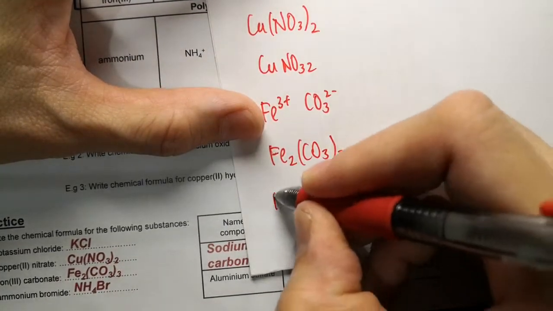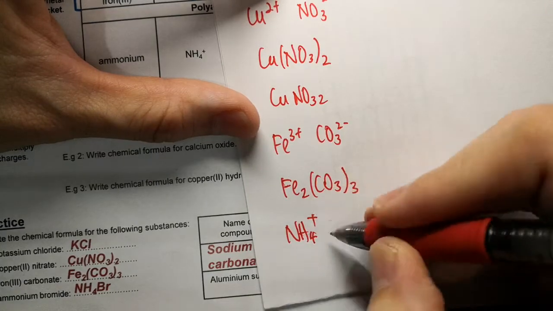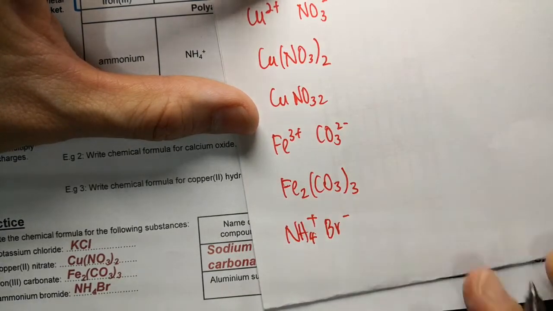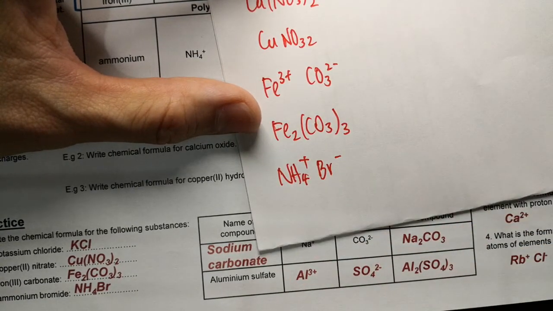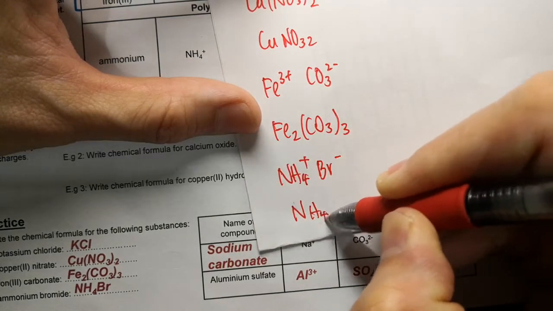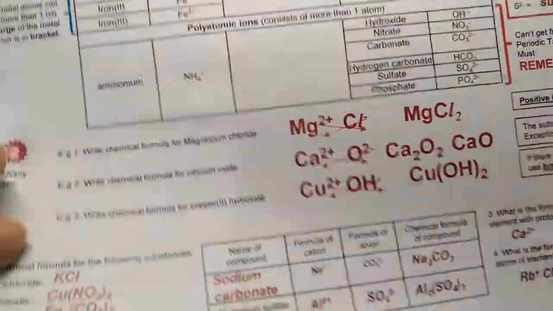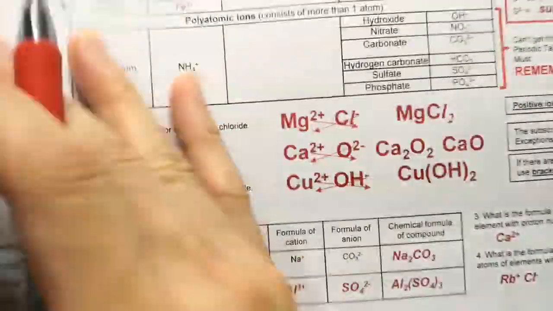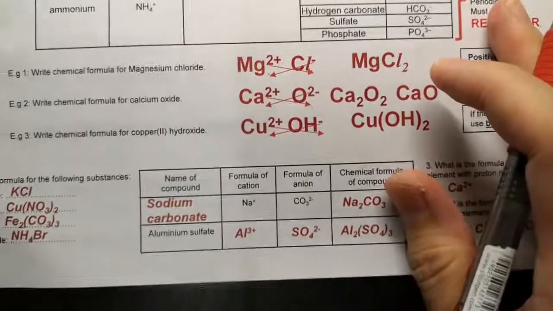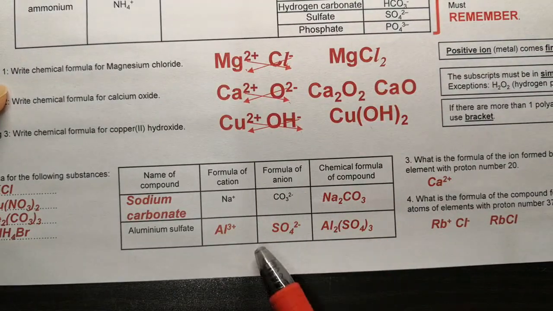And finally, ammonium, NH4+. Where is ammonium? It is here. And bromide. Bromide is in group 7, so it's Br-. This one, no need to cross multiply because 1 plus and 1 minus balance out: NH4Br. As well as this table here, it's pretty straightforward, similar to what I said. Get the formula of the cation and anion, and then just cross multiply, and that would be the answer.